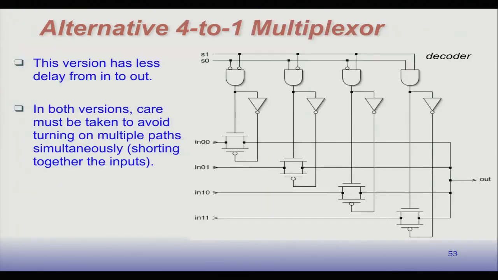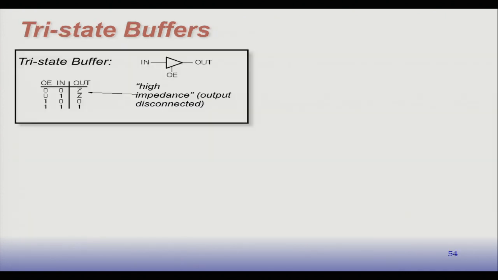All right, so that's transmission gates and multiplexer type circuits. There's another place where we essentially use transmission gates, and it's in so-called tri-state buffers.